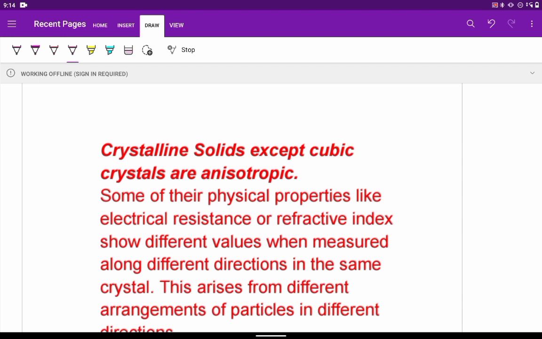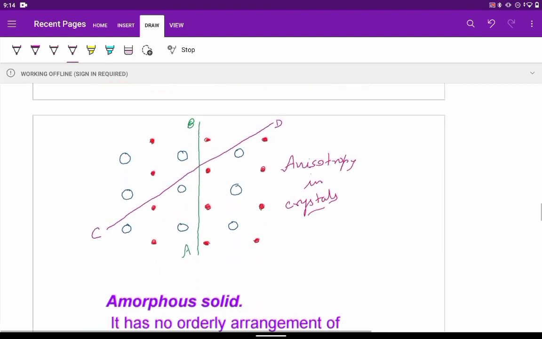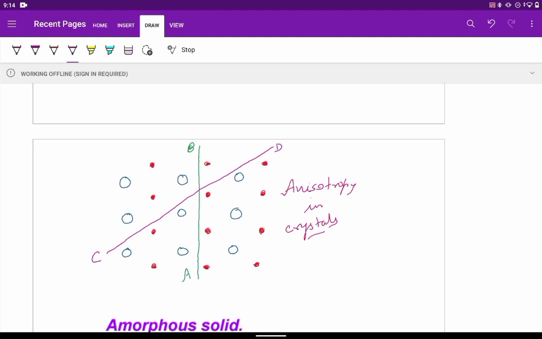Why does this arise? This arises because there will be different arrangements in different directions. Orderliness is there, that is perfect. But this orderliness is also different in different directions. As we can see here in this diagram, there are two types of particles. If you see along the AB axis, we get the same type of particles on the right side and the left side. But if you see around the CD plane, the two types of particles are alternating with each other.